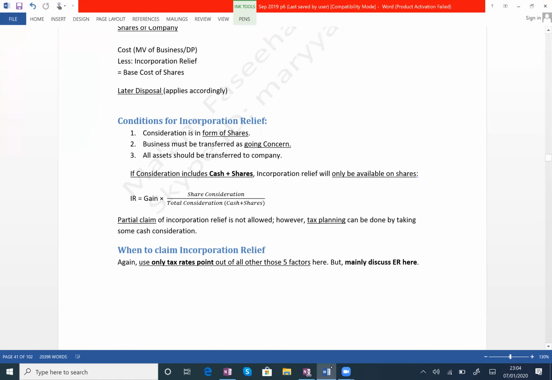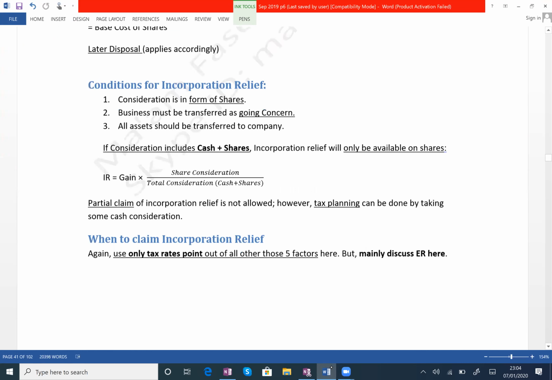Okay, next point, next paragraph. Partial claim of incorporation relief is not allowed. However, tax planning can be done by taking some cash consideration. What is this? This point I will just explain through the question. So please open the above list of questions.